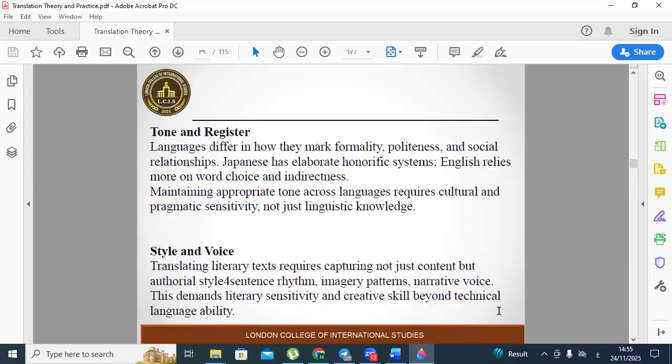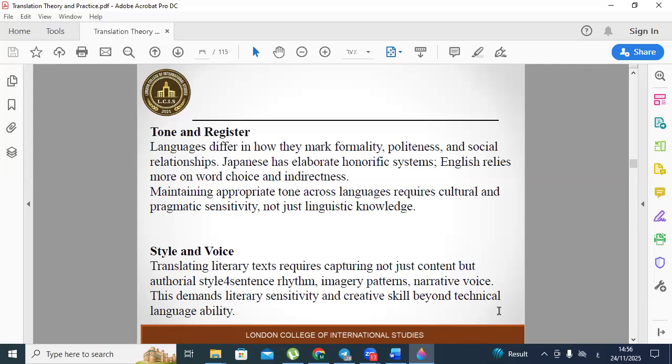Tone and register. Languages differ in how they mark formality, politeness, and social relationships. Japanese has elaborate honorific systems. English relies more on word choice and indirectness. Maintaining appropriate tone across the languages requires cultural and pragmatic sensitivity, not just linguistic knowledge.